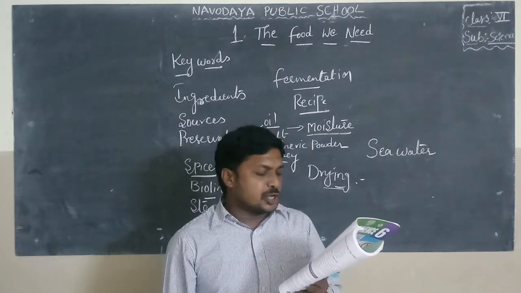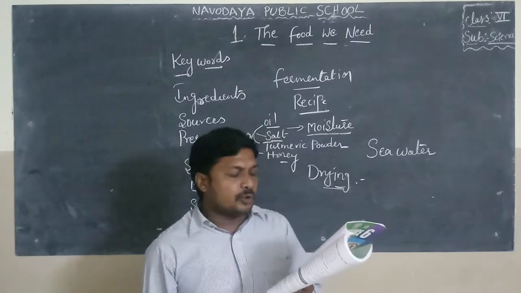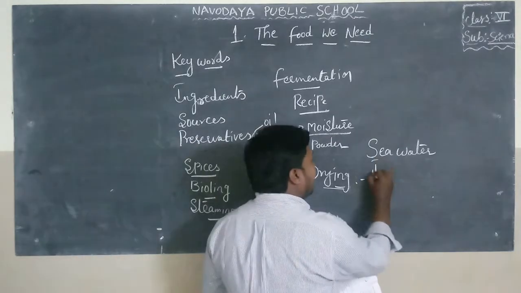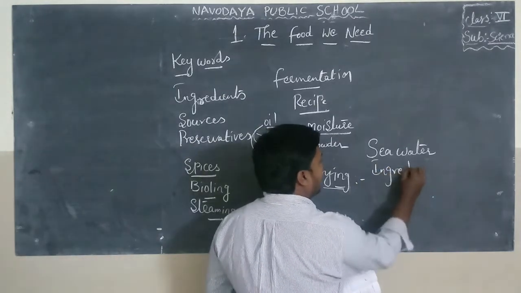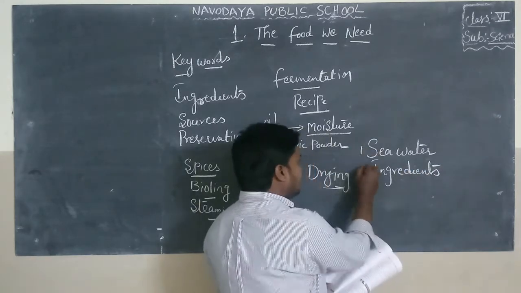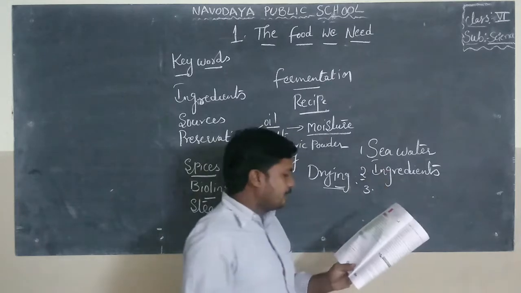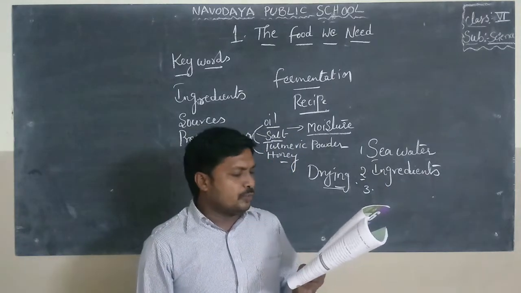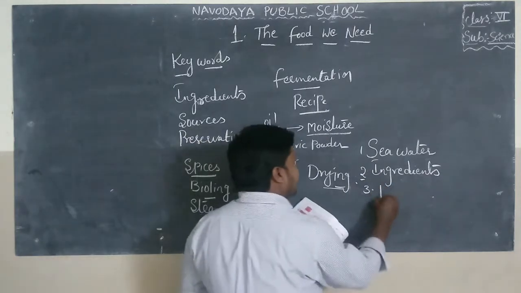The materials which are required to prepare food are known as ingredients. Second blank. Write down ingredients. Third blank. This is first blank, second blank, and third blank. We use dash to preserve food for some time. Preservatives.